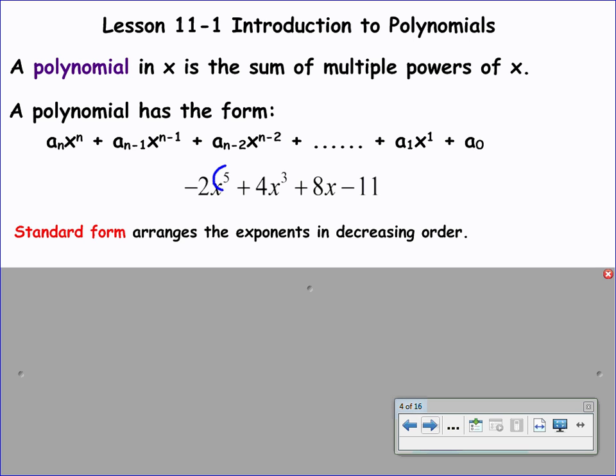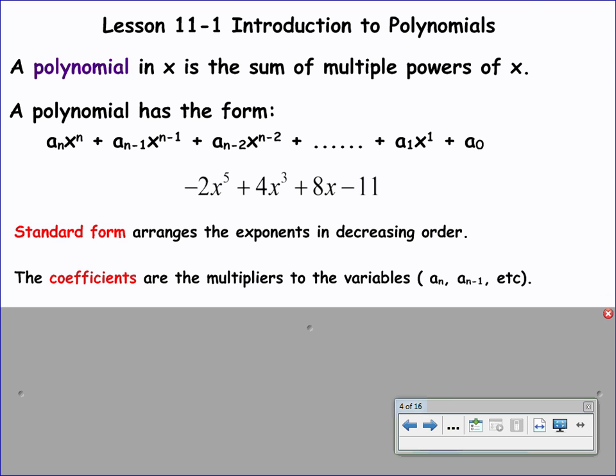The highest exponent in this polynomial is an exponent of 5. That comes first, and then decreasing order. So if cubed is the next highest exponent, that'll come second. There's an x to the first term here, and then a constant term. So we want to make sure that you're putting the highest exponent term first when we're writing in standard form.